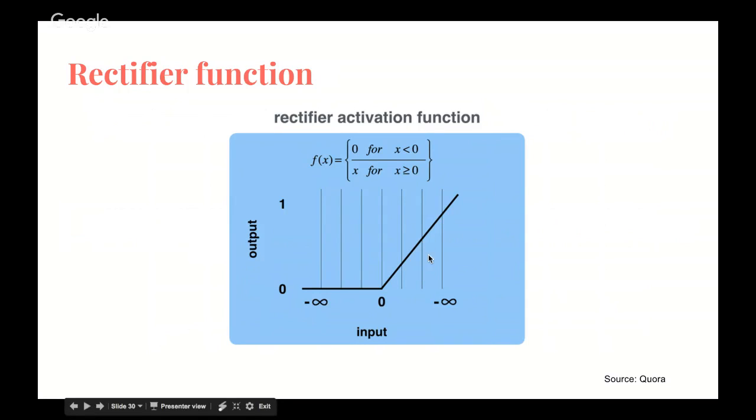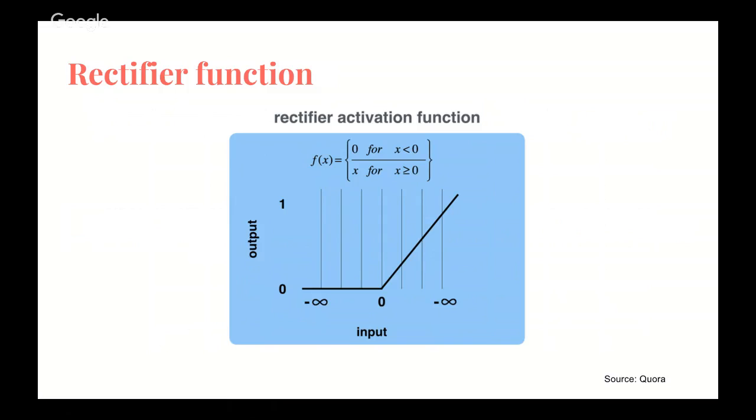It returns x for values above 0. Okay, so this is a rectifier function, and this is one of the most important functions in deep learning. This is used a lot. This is one of the most famous functions.